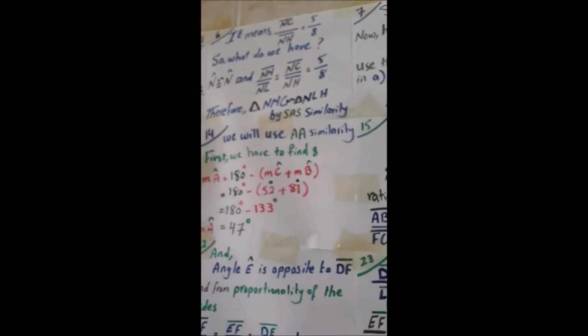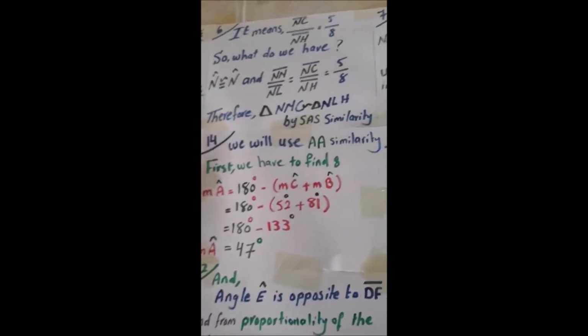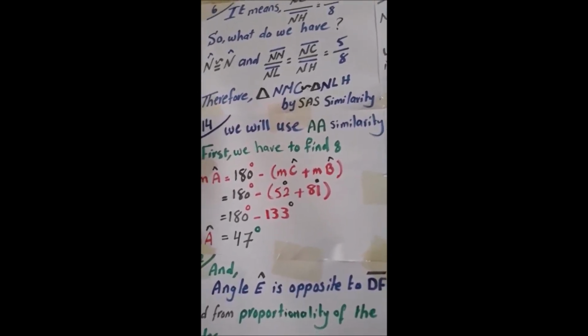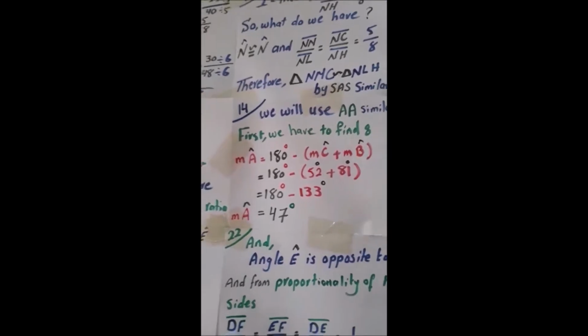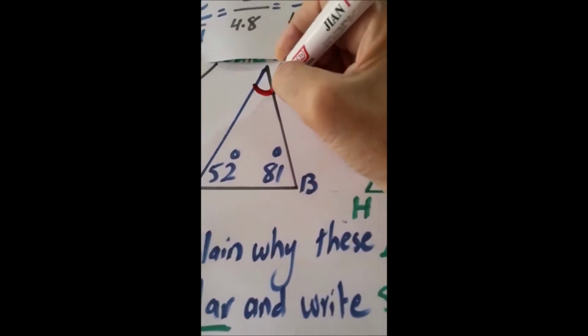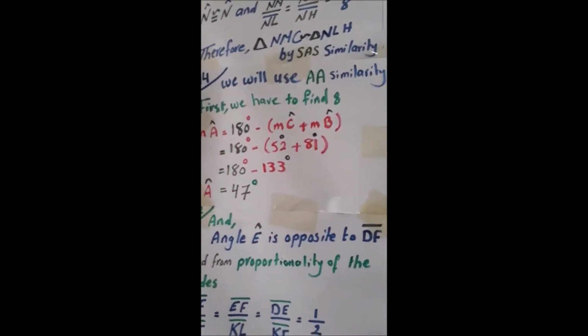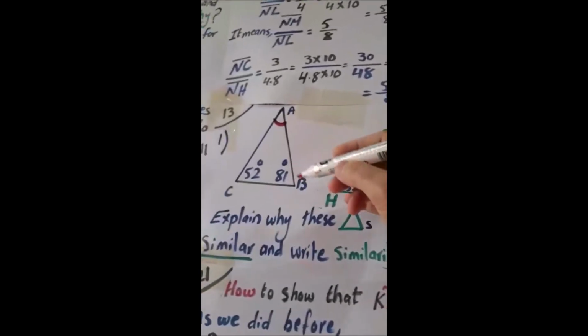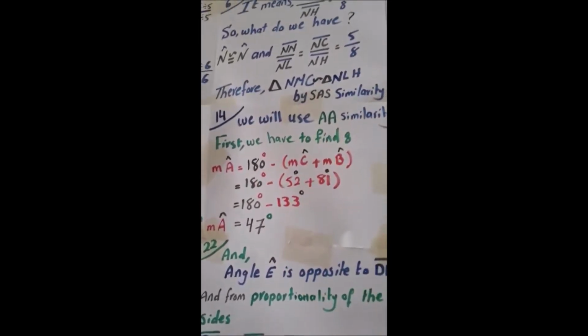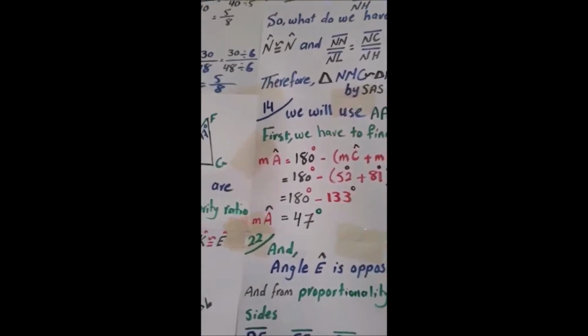Guys, here it is so obvious. We will use angles because here we don't have any sizes. What we have are angles, so obviously we will use angle similarity. But before we start to apply angle similarity, we have to find the measure of angle A, using the fact that the sum of the angles of any triangle equals 180. So measure of A is 180 minus the measure of angle C plus the measure of angle B, this one and this one. Then 180 minus 52 plus 81, so 180 minus 133. So you will find that the measure of angle A equals 47.